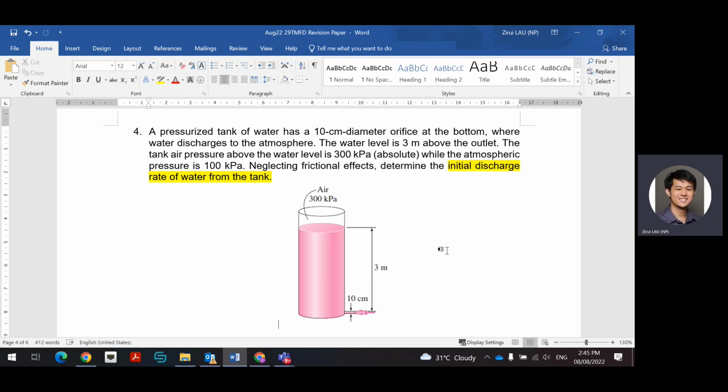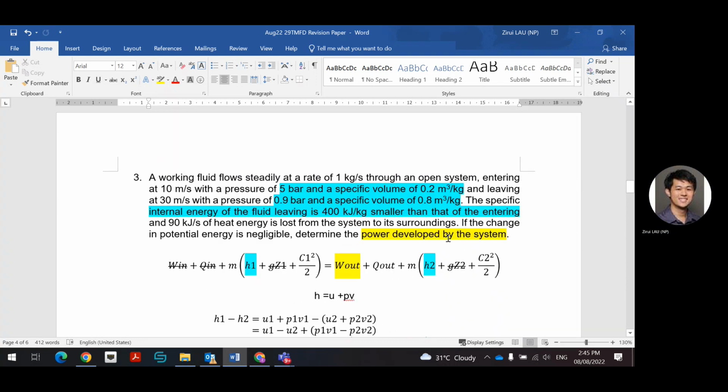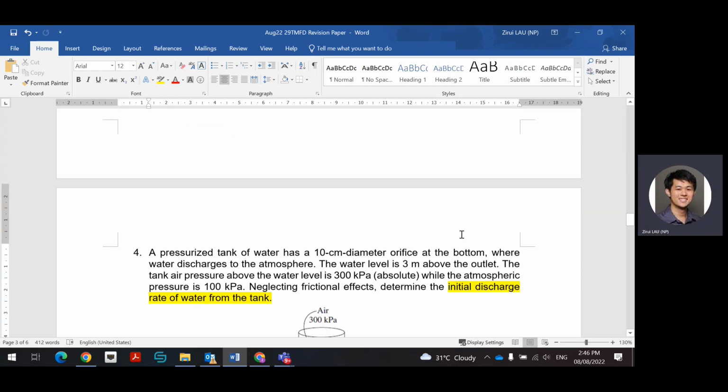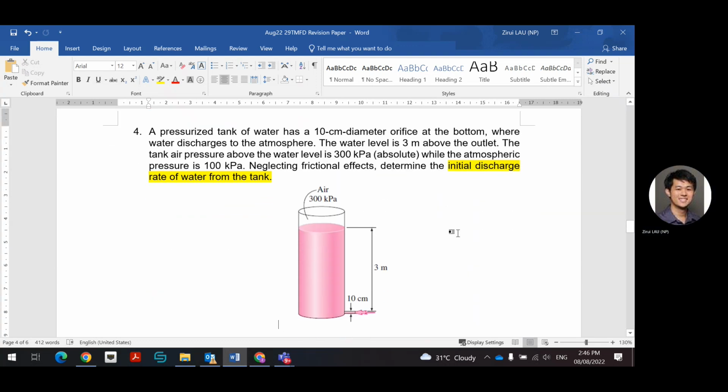If you compare this question to this one, do you use Bernoulli for this? This one is very clear: okay, I must use steady flow. But this one, the moment is not clear. The moment you see only fluid flow, pressure and everything, that means I only apply Bernoulli.